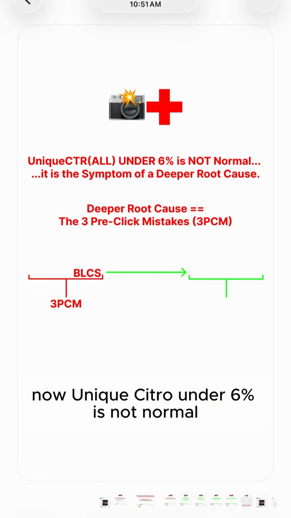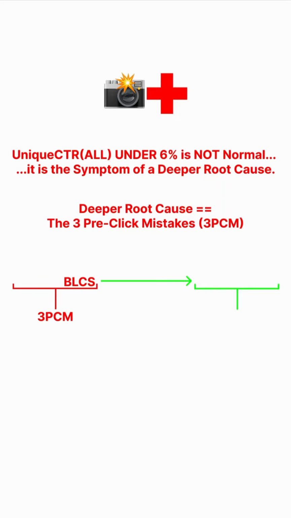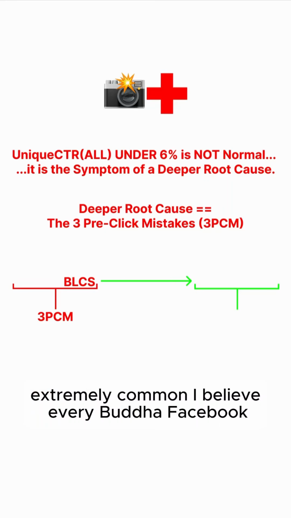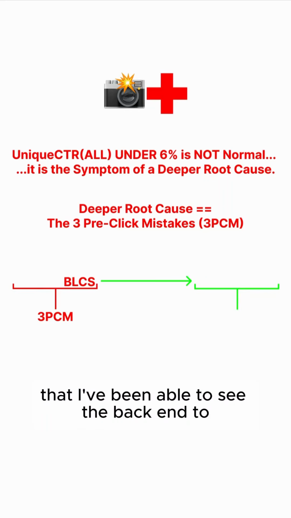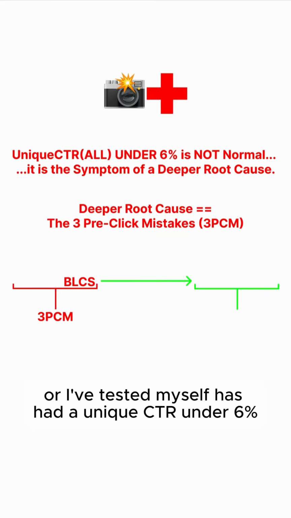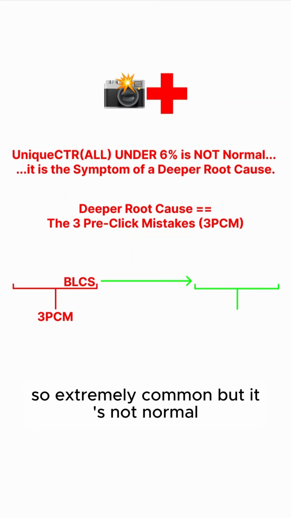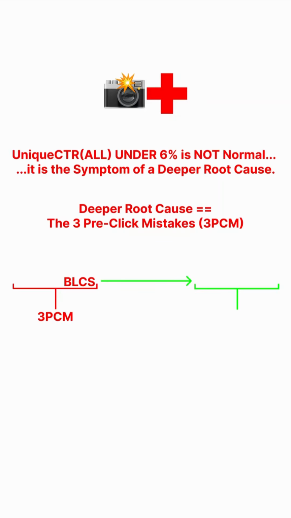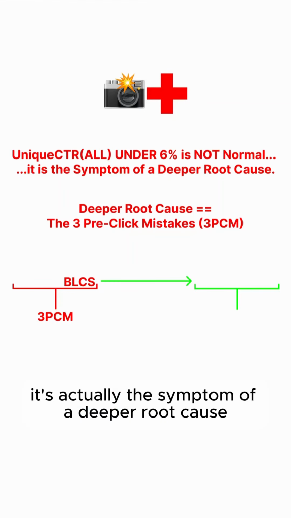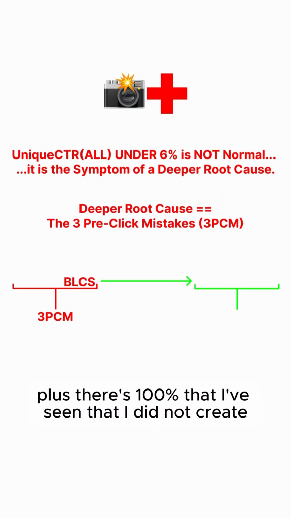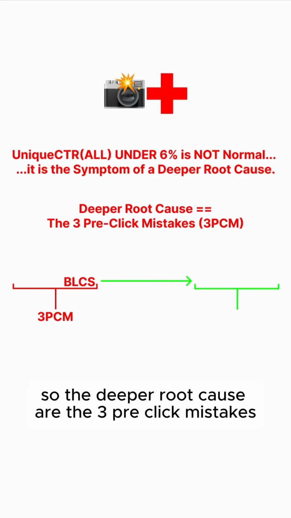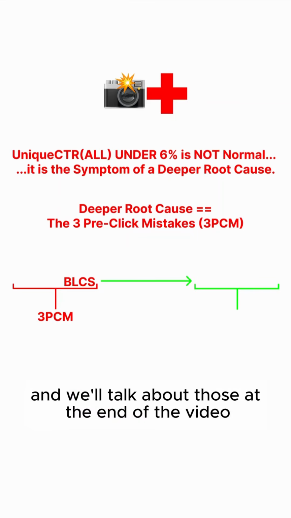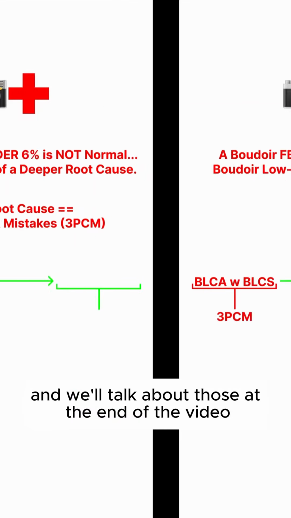Now, unique CTR under 6% is not normal. It's extremely common. Every Boudoir Facebook ad I have seen that I've been able to see the back end to, or I've tested myself, has had a unique CTR under 6%. So extremely common, but it's not normal. It's actually the symptom of a deeper root cause. That's 100% of the ads I've seen that I did not create. The deeper root cause is the 3 pre-click mistakes, and we'll talk about those at the end of the video.